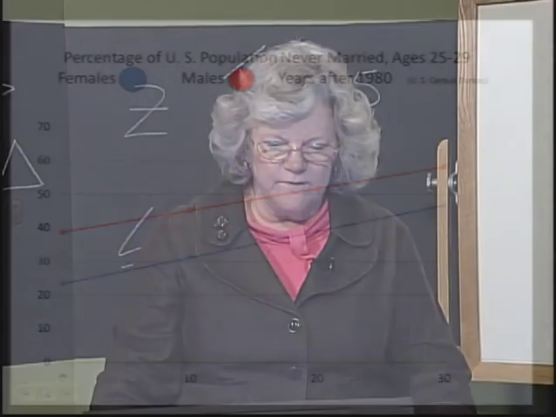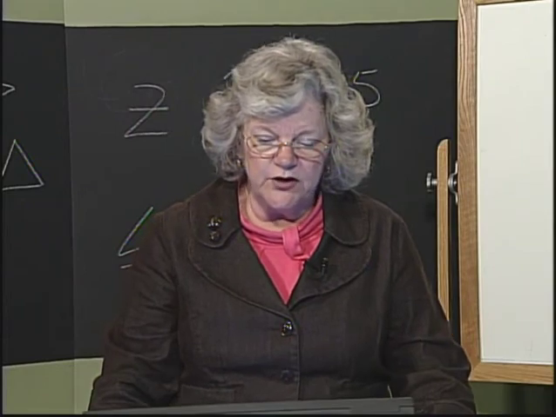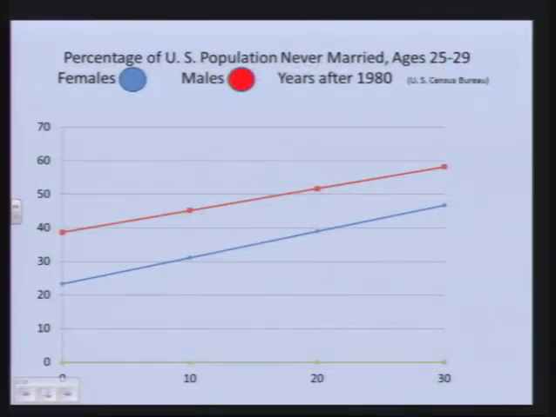Next, we're going to look at a graph here. It shows the percentage of the U.S. population never married, ages 25 to 29, for both females and males in the years after 1980. That means right here, this is 10 years after 1980, 20 years after 1980, 30 years after 1980, and of course our 0 years after 1980. So 0 would actually represent 1980, 10 would represent 1990, 20 would be the year 2000, and 30 would be the year 2010.